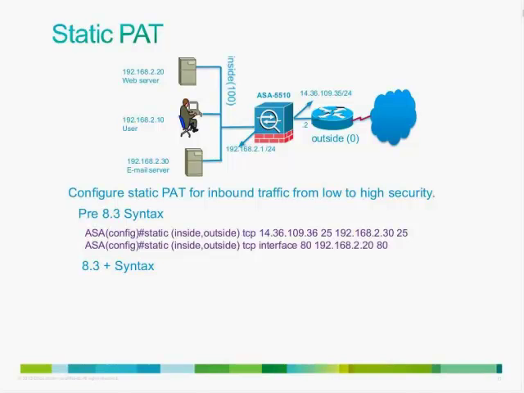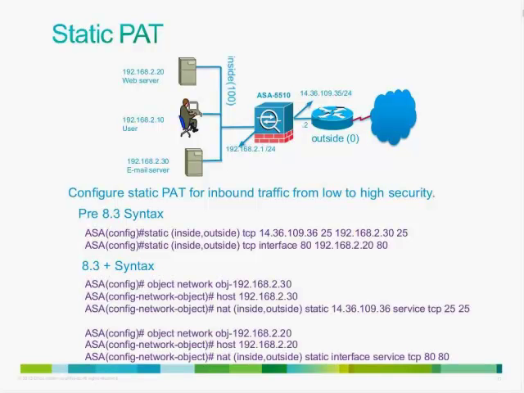In this case, we have to configure what is called a static PAT. The static PAT in the pre-8.3 syntax, you see that on the screen with the static inside outside. TCP, we specify the protocol and the port. If it is a unique IP address on the outside, we specify the IP address, and if we want to use the interface IP address, then we have to use the interface keyword. So let's see how to configure that on the 8.3+ syntax.